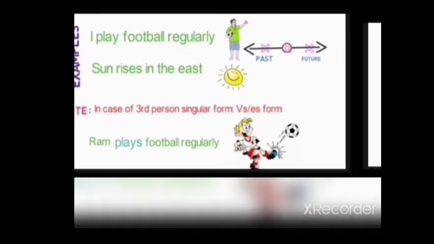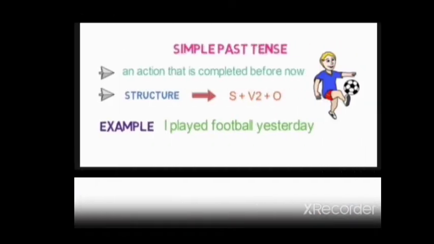Now, let's look into the next tense, simple past tense. It refers to an action that is completed before the time we are talking about. Sentence structure of it is subject plus verb, second form plus object. Example, I played football yesterday. Here I am referring to an action of playing football that is already completed in the past.